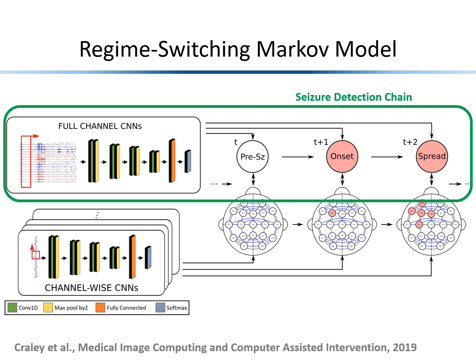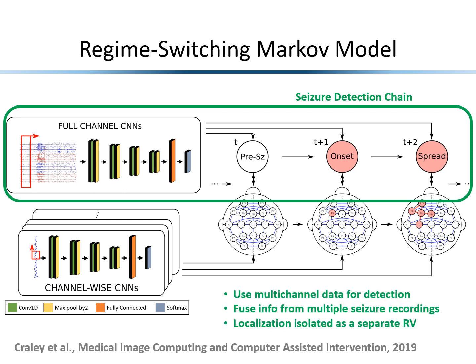And the benefit of decoupling this detection and localization problem, there are three main benefits. The first is we can use multi-channel data to improve the seizure detection. Instead of training a CNN for each individual channel, if all we care about is detection, we can actually train deep networks on essentially the full data set across the scalp, and that will help improve performance.